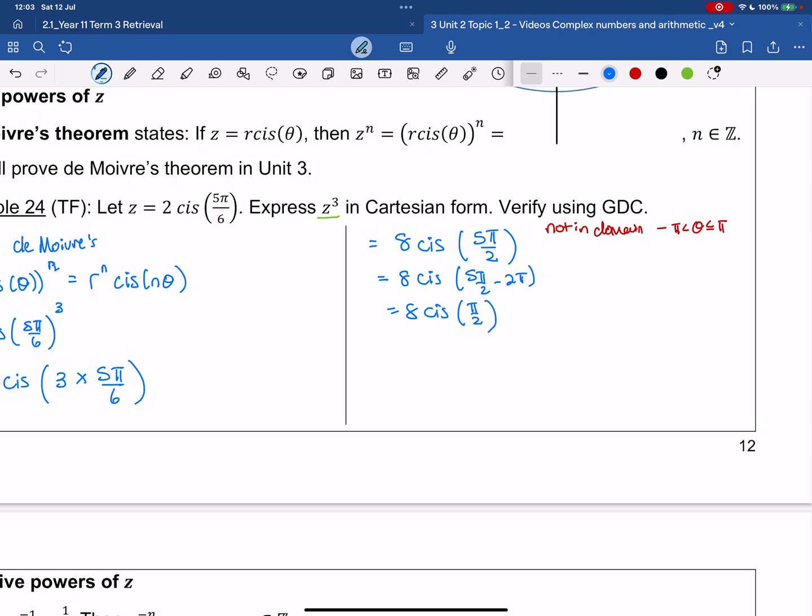Cool. But now they actually want me to put it into Cartesian form, and at the moment it's in polar form. So this is z cubed, but I know that cis stands for cos theta plus i sine theta. So I can rewrite that as 8 cos of pi on 2 plus 8 sine of pi on 2 i. And cos of pi on 2 is 0. And sine of pi on 2 is 1. So z cubed is just 8i.